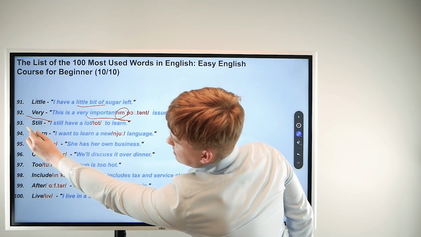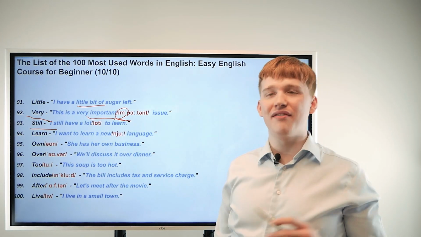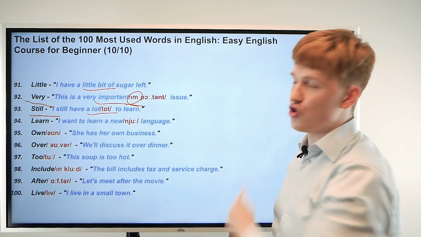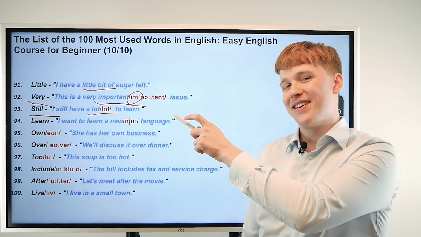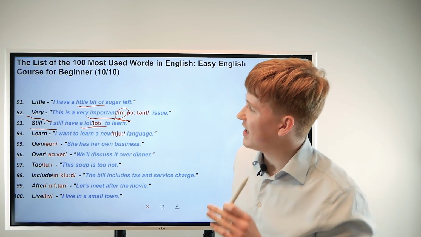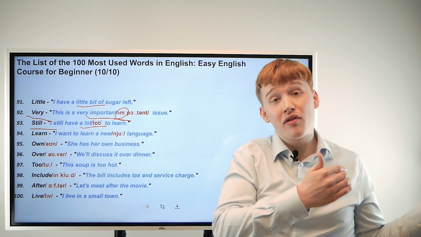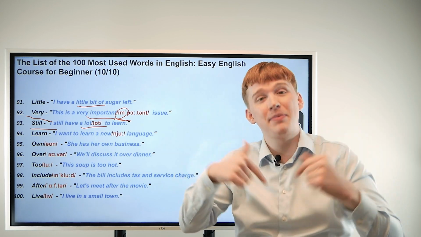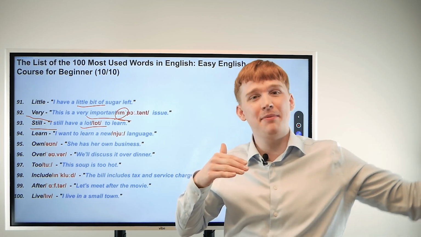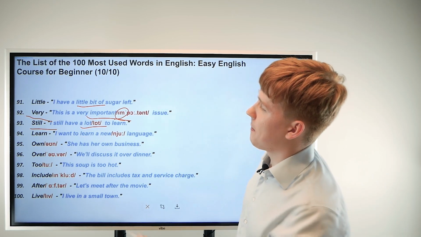Great. Next up we have still. I still have a lot to learn. Can you repeat? A lot. Great. So I still have a lot. Still means that it has been going on for a while and it's happening even now. It's been happening for a while and now it's still going on. So I still have a lot to learn.